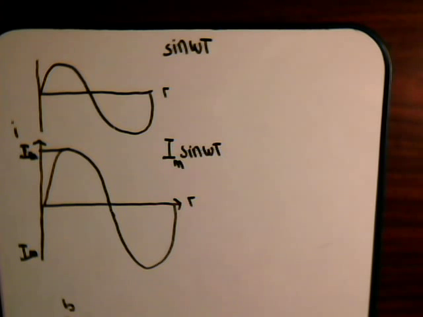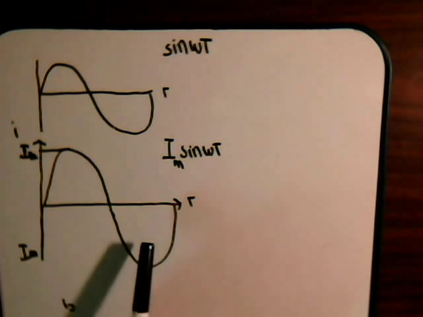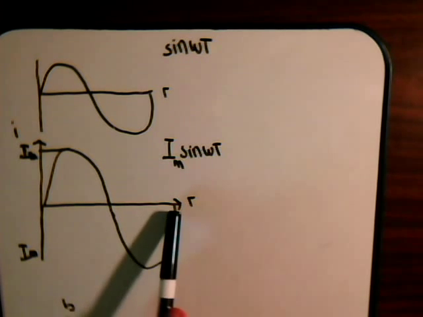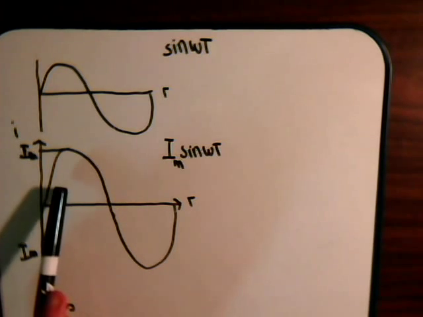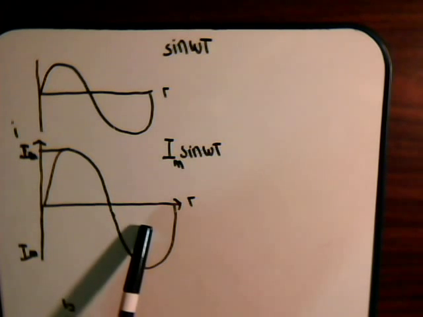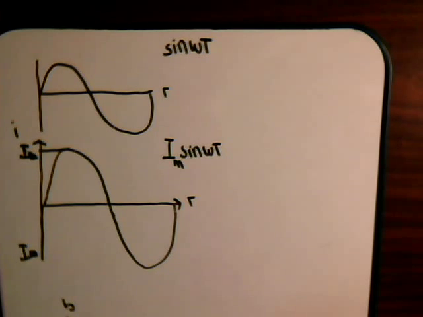What would be the average current for this? We'd approach that the same way as we approached our trucker's problem. We'd say, well, it'd be the area of this loop plus the area of that loop divided by the total length here. But the area of this loop plus the area of that loop adds up to zero.